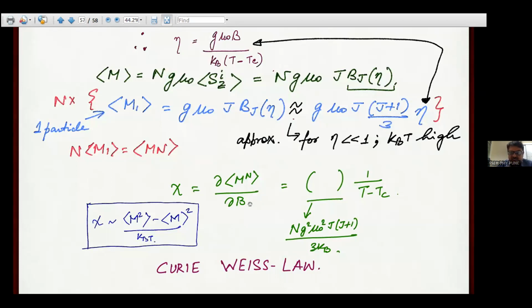So chi is defined as B tends to 0, and then you would get this prefactor. You substitute this here and take a derivative with respect to B, and you will get n g squared mu_0 squared J(J+1) upon 3 k_B times 1 upon (T minus Tc), which means as temperature approaches Tc, the chi goes to infinity or close to infinity, right? Which was also seen experimentally when I had shown the previous graphs.